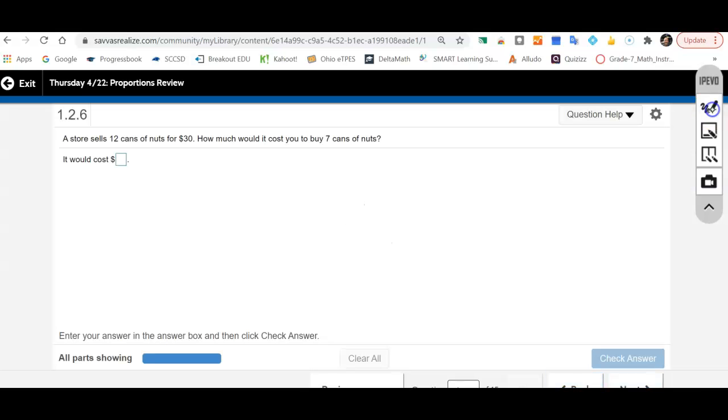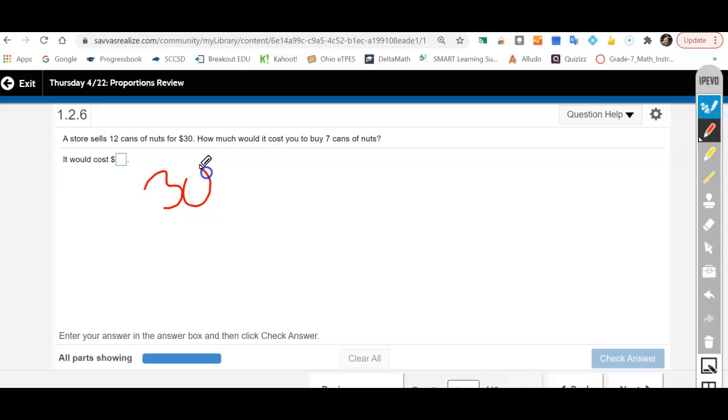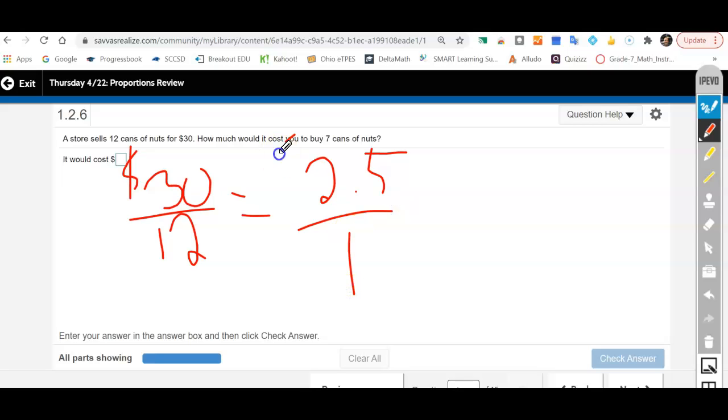So here we have to set up a proportion. We want to go $30 for 12 cans. So what I would do is figure out the unit rate to help me solve this problem. I'm going to go 30 divided by 12. That's $2.50 per 1 can. They're saying we're getting 7 cans. So we say 7 cans down here.